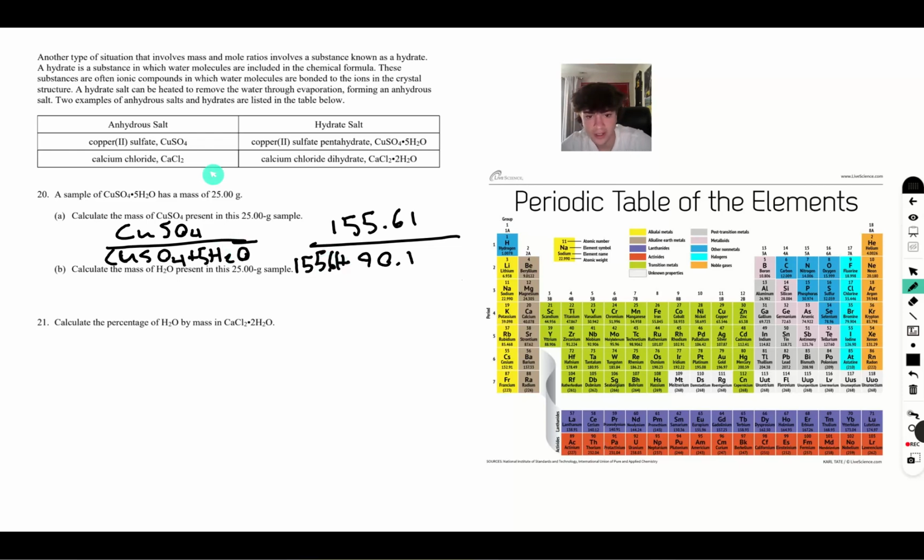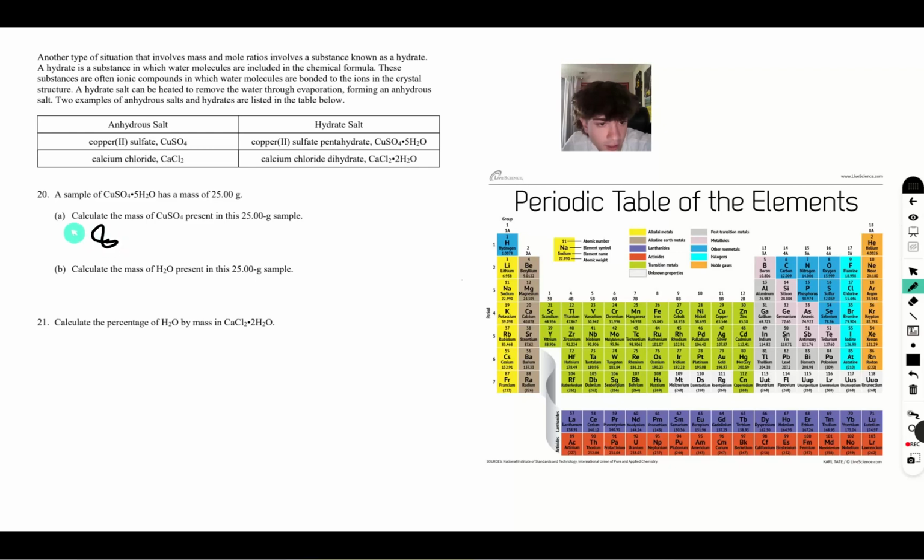So let's do this math real quick. 155.61 divided by, in parentheses, 155.61 plus 90.1. We get 0.63 if you round to 2 decimal places. I'm just going to keep it like it is because I'm not going to go to 2 sig figs in the decimal place until after the full conversion. And now let's multiply this by 25 grams. 15.83. All right, so 15.83 grams. 15.83 is the mass in grams of CuSO4 that is present in the 25-gram sample.